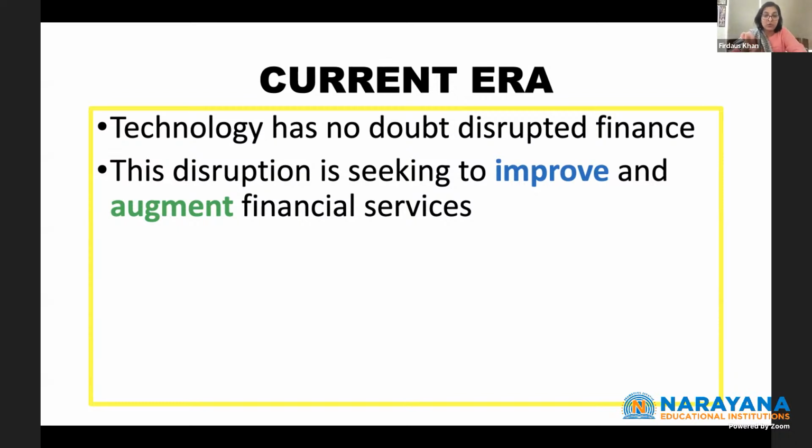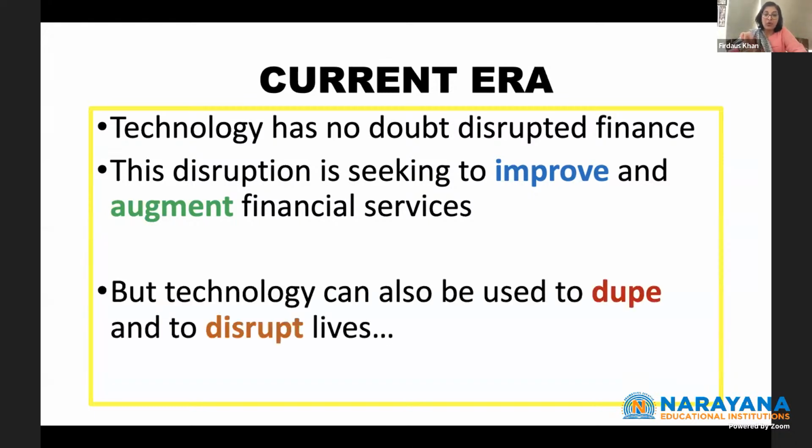That's the reason why we have so much of tech inside finance. But we also see that technology is being used to fool people, not to disrupt the service, but to disrupt the lives of some people, isn't it?